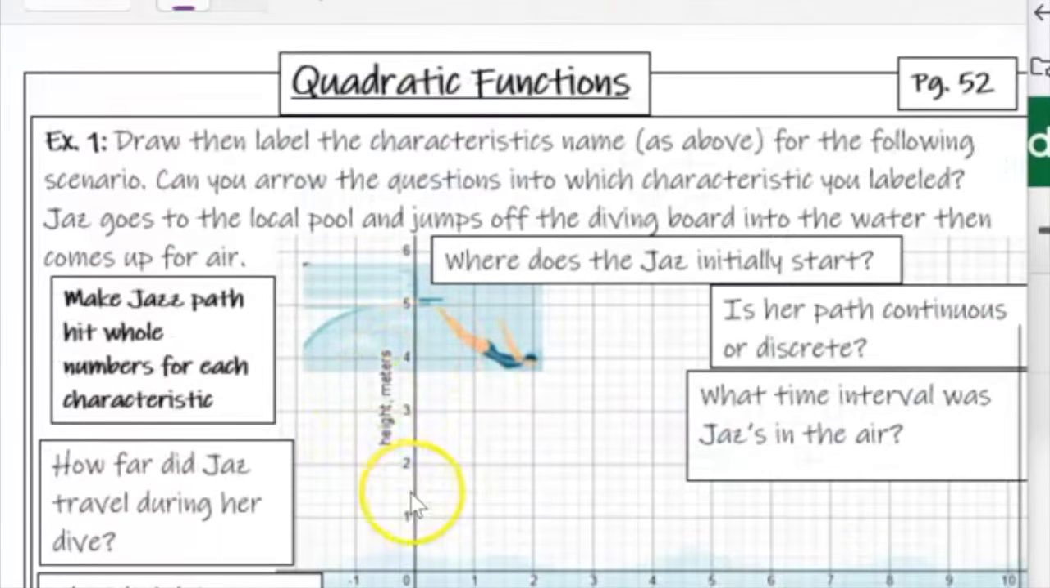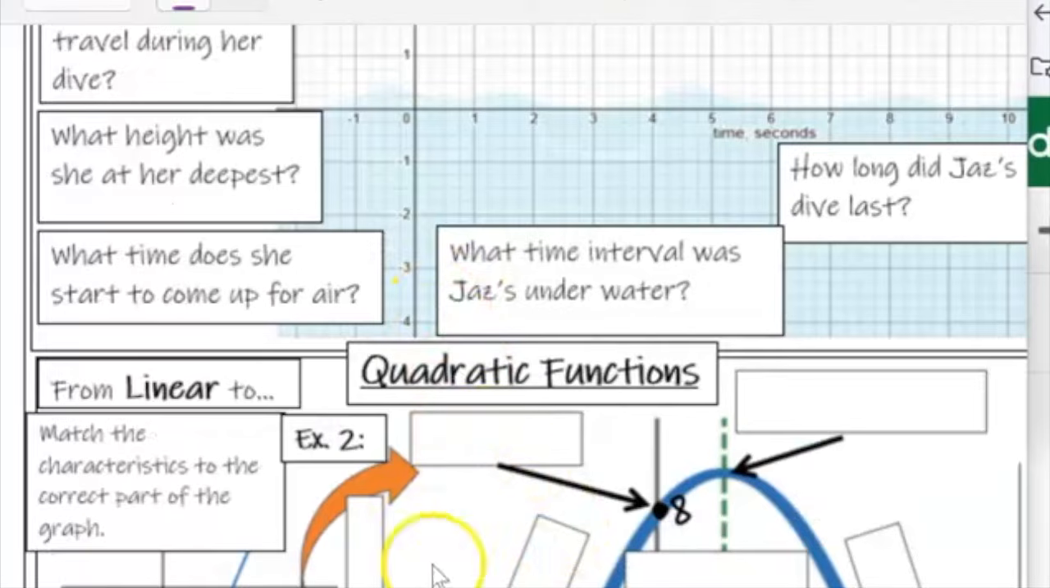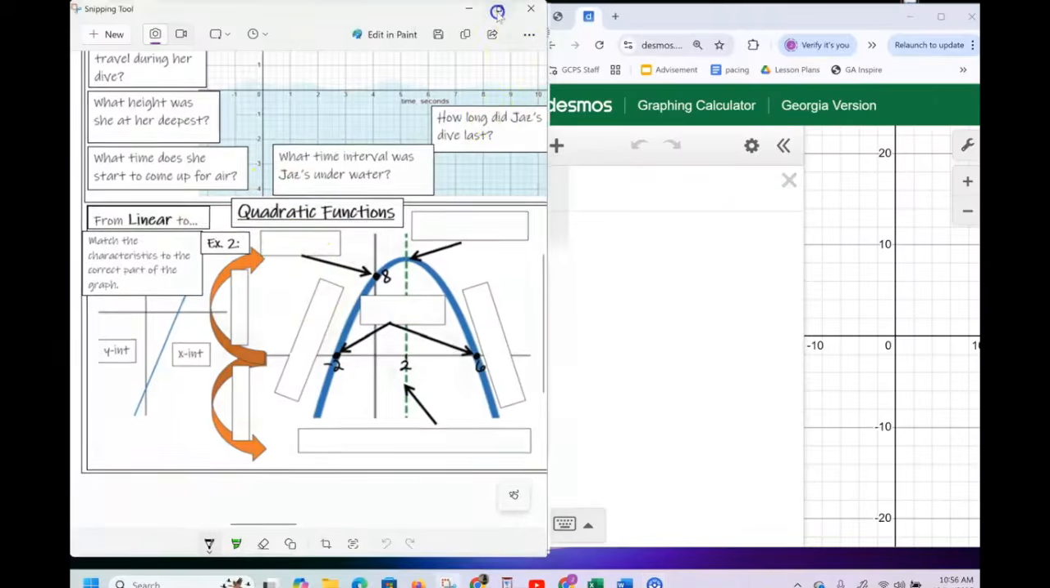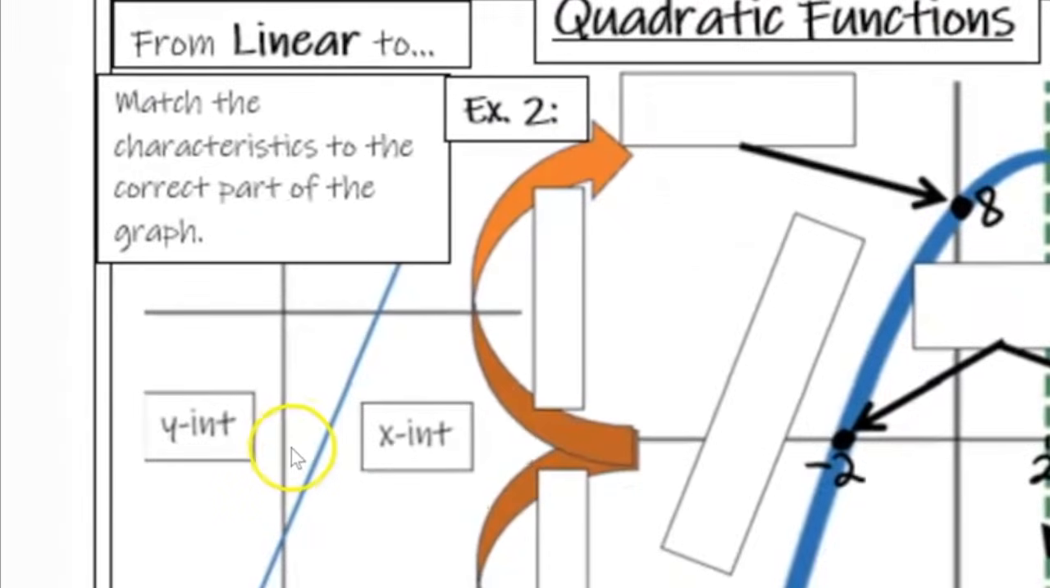I just want to show you the connection between what you already know from real life into mathematical terms. So we're going to look at from linear to quadratic functions. All right, and we're going to talk about the different characteristics. So we're going to match the characteristics to the correct part of the graph from linear.